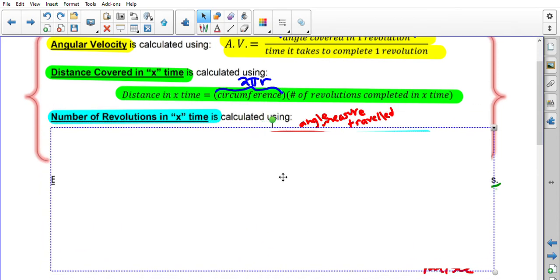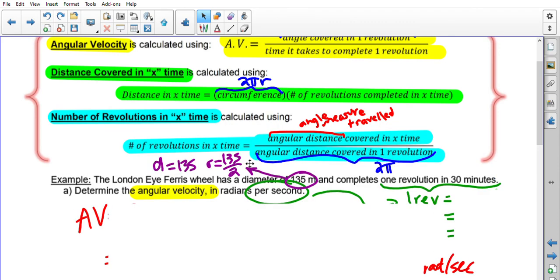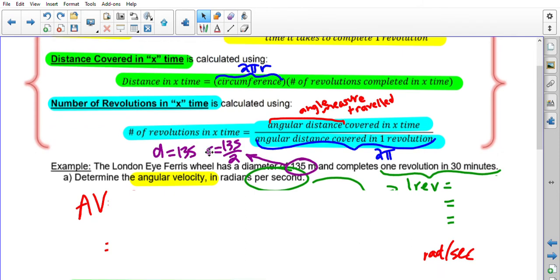All right, if I ask you about the number of revolutions in a certain amount of time. You can ignore the purple here, that's for the next question. So the number of revolutions traveled in a given amount of time is going to be the angular distance covered in that amount of time. Angular distance is the angle measure that you traveled. So did you travel 30 degrees in 5 seconds? You would put 30 degrees, but obviously you'd put it in radian measure.